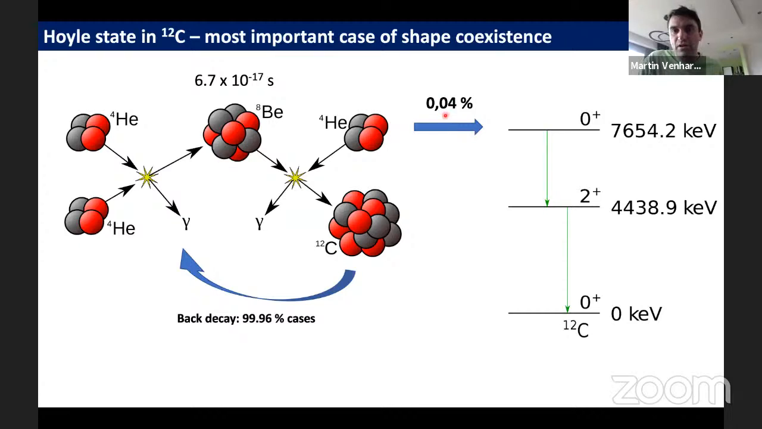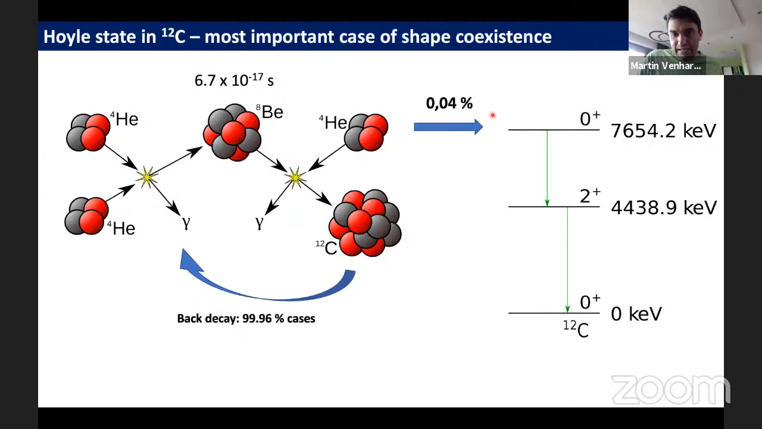In 0.04% of cases, you create carbon 12. In the rest, it decays back to free alpha particles. Without this excited state at the right energy, this would be many orders of magnitude smaller, and you would never produce carbon 12 in the universe. This state, out of 176,000, is the only one that I know that has a name. It's the Hoyle state, named after Fred Hoyle, who proposed it. By the way, Fred Hoyle is the person who was the first to use the term Big Bang.